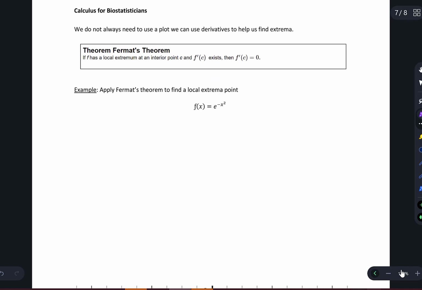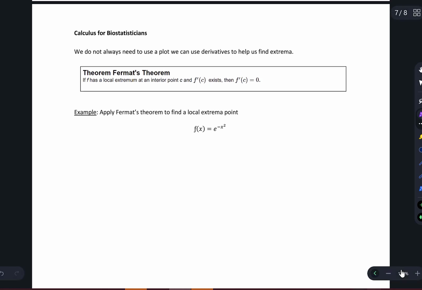So next we have what is called Fermat's theorem. Fermat's theorem says if f has a local extrema at an interior point c, and the derivative at c exists, then the derivative evaluated at c must be equal to 0. So why is this going to be the case?